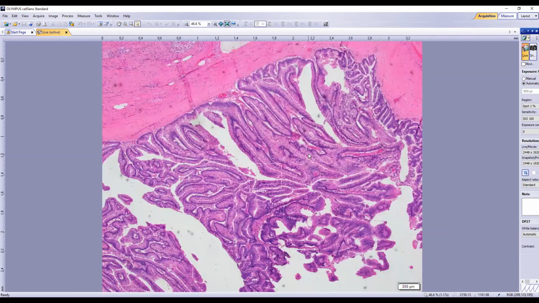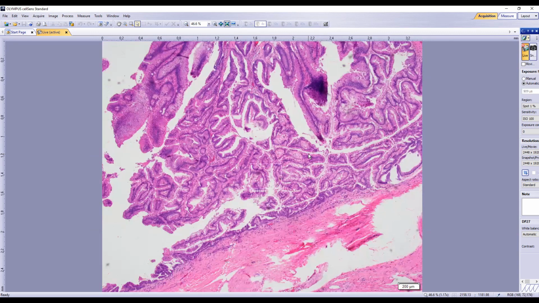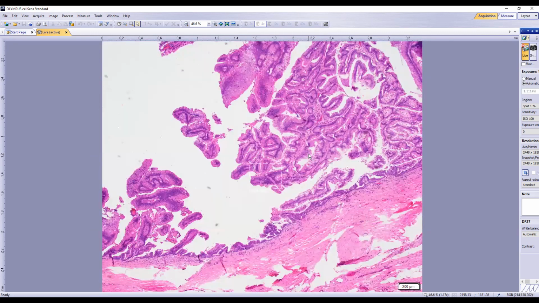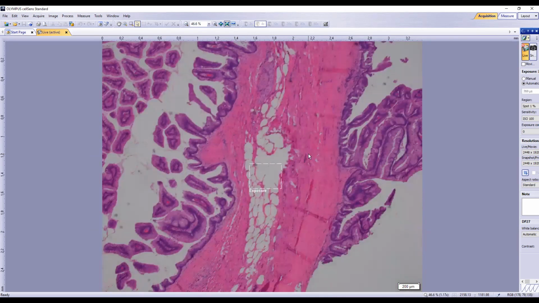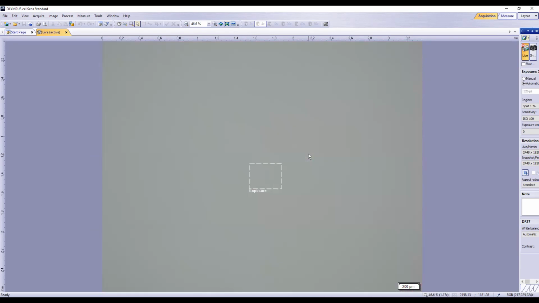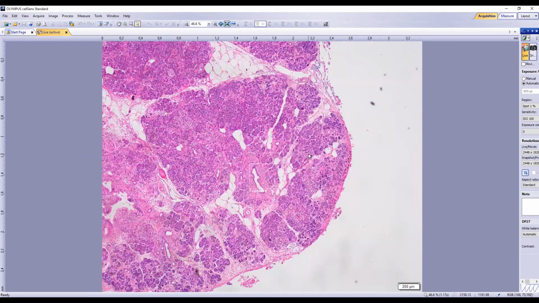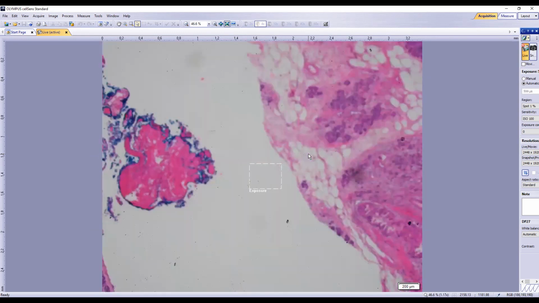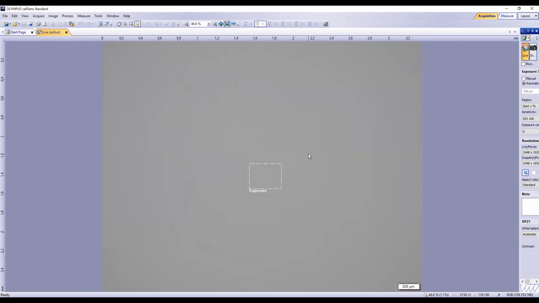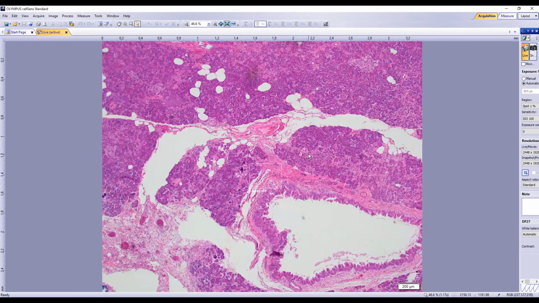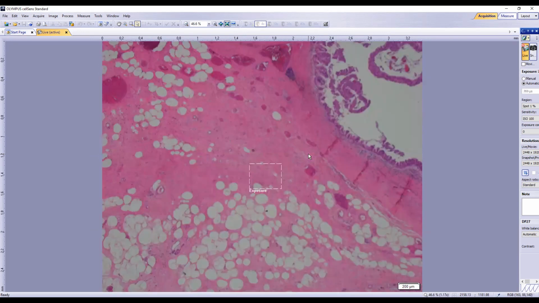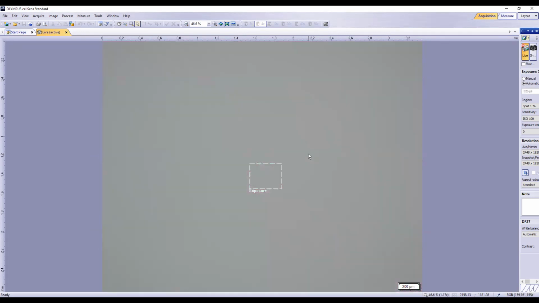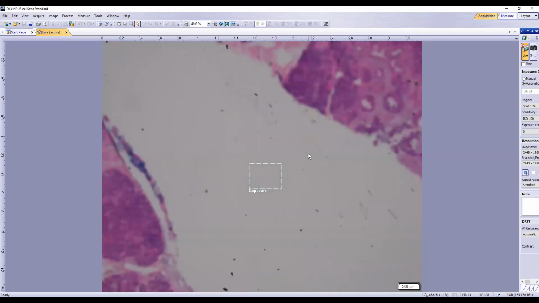So in IPMN, there are 3 main epithelial subtypes: gastric, intestinal, and pancreatobiliary. Gastric is the most common. In 70% of the cases, we see gastric. In about 20% of the cases, we see intestinal. And then about 5 to 10% you'll see pancreatobiliary.